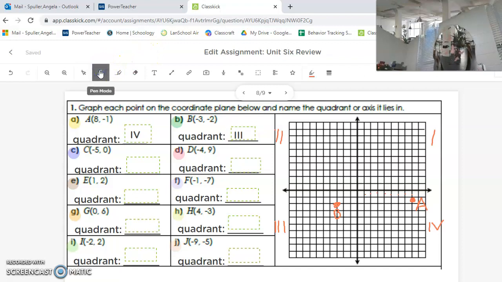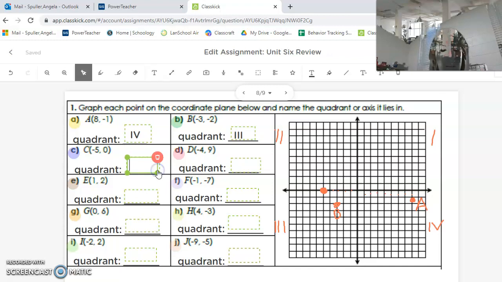Then C, go over 1, 2, 3, 4, 5, but we're not going anywhere. Now, remember, this isn't in either of the quadrants. We call this on the x-axis.